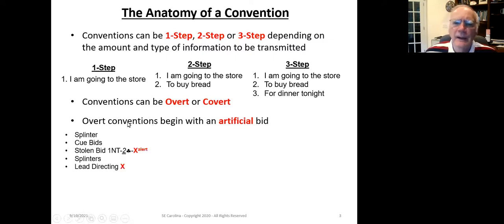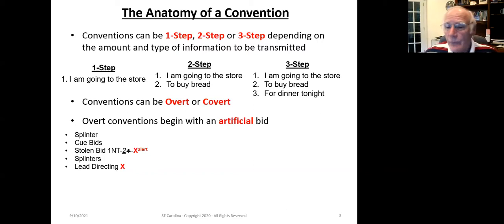Here are some examples of one-step overt conventions. A splinter bid. We won't get into the details of these; there are specific lessons about each one. A splinter bid is when you want to indicate that you've got a singleton or void in the suit, and you do a double jump into that suit, and it says, I've got a singleton or void in that suit. So you can see that it's not natural, because you would naturally expect them to have a whole bunch of cards in that suit.